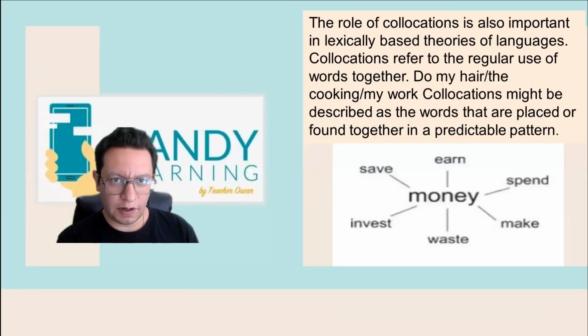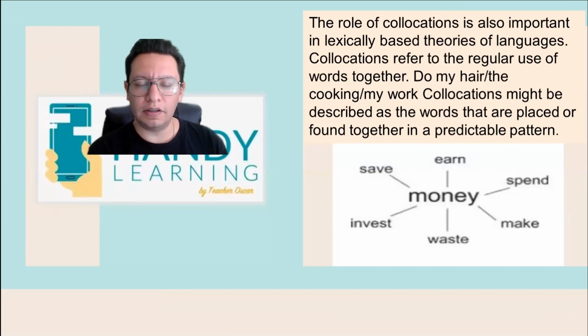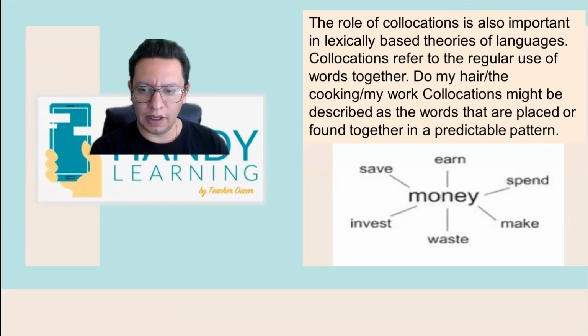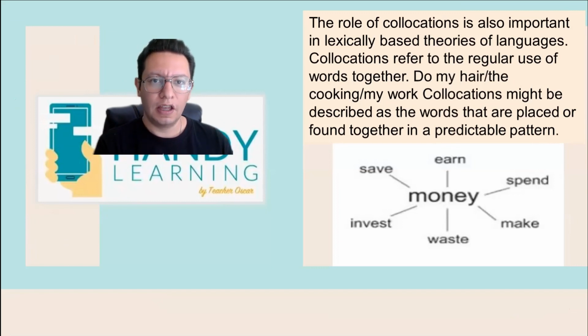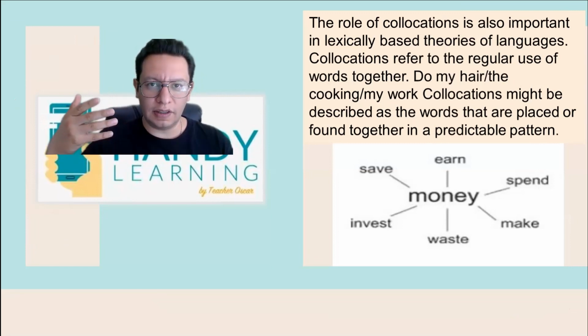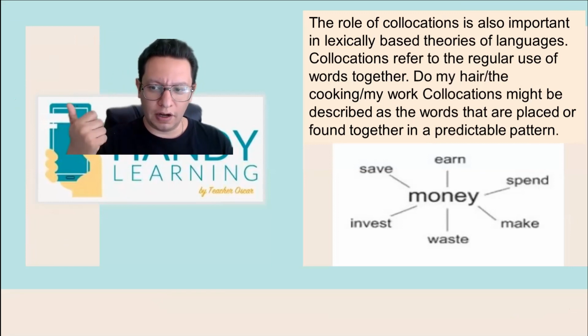So it is very important then to provide the students with different techniques like brainstorming. As you can see in the image here, we can have the word money, and around money we can have earn, spend, make, waste, invest, and save. So we're giving students a whole bunch of vocabulary around one word so they can construct their own sentences using the different characteristics of it. So we can have earn money, spend money, make money, waste money, invest, or save money.